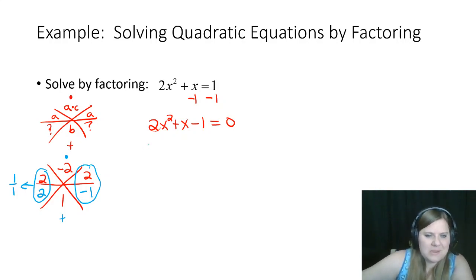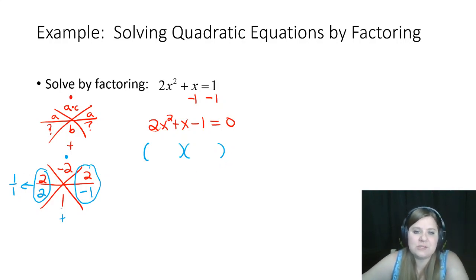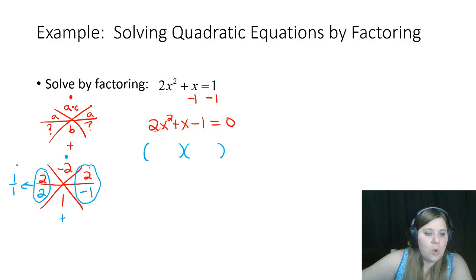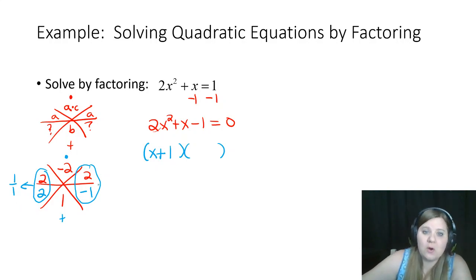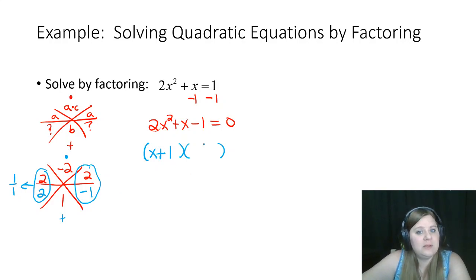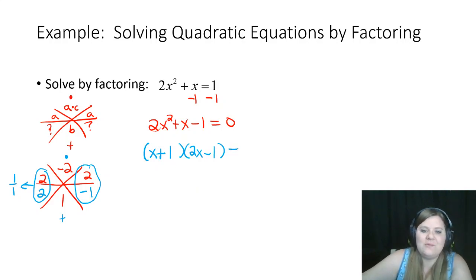Now, we come over here, and we're going to translate what we wrote in our asterisk into factored form. So 1 over 1 becomes 1x plus 1. So 1 over 1 is 1x plus 1. Now, 2 over negative 1 is 2x minus 1. Okay, so 2, negative 1, 2, negative 1. Okay? And then we still set it equal to 0.